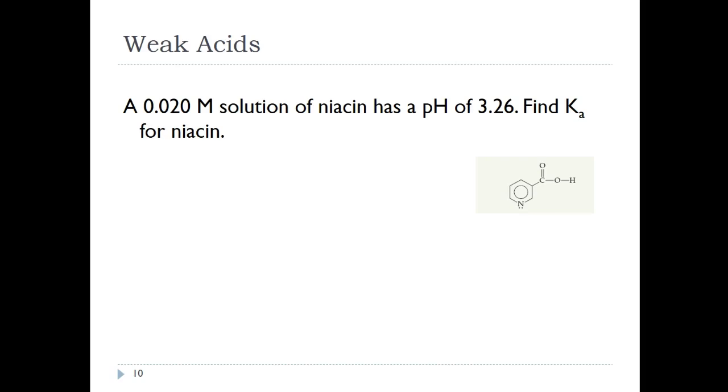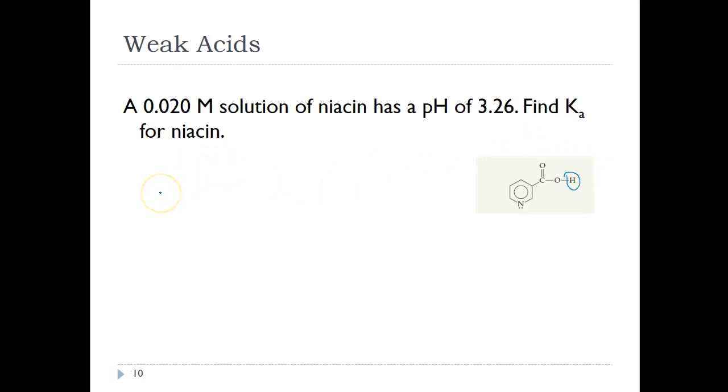And I'm telling you that the pH of this solution is 3.26. We're supposed to determine the equilibrium constant. So niacin is a weak acid. If nothing else, you can see it. If you look at the image that was provided, it's a carboxylic acid. So that proton, right there, that's the proton that will be donated when it acts as an acid.